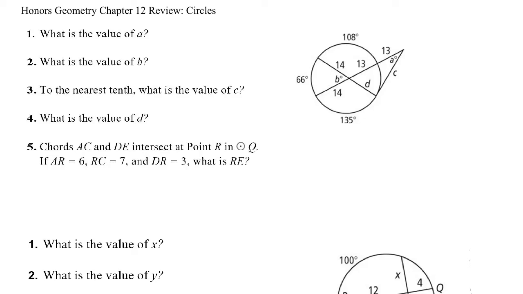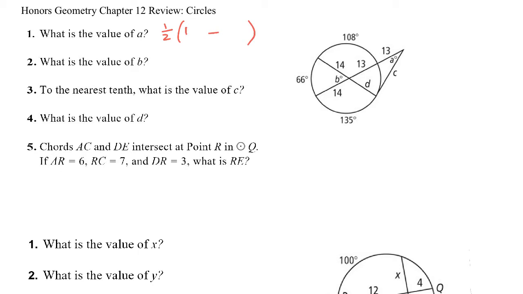All right, there's a lot going on in this first problem. What's the value of A? That's an angle outside of a circle. It's an angle, so it's going to be one of the angle formulas. In this case, it's 1/2 the difference of the two arcs it makes.